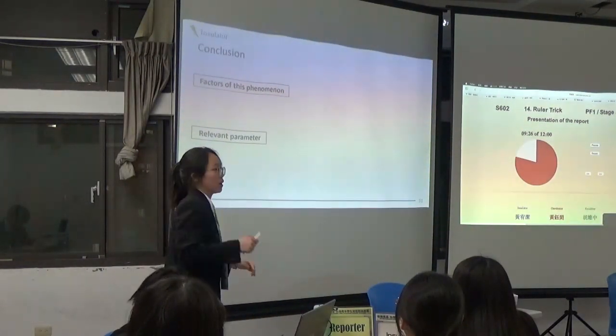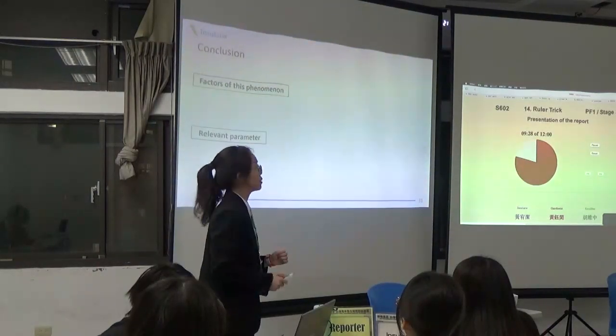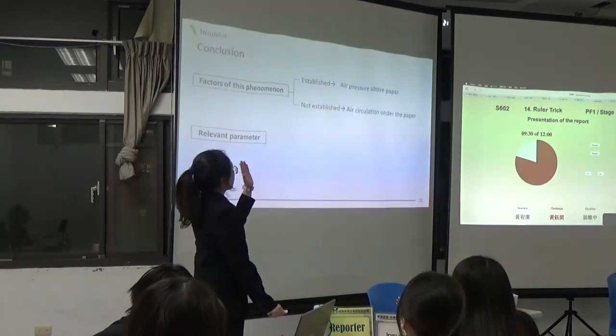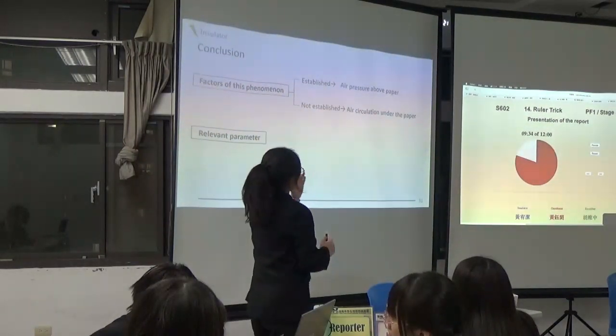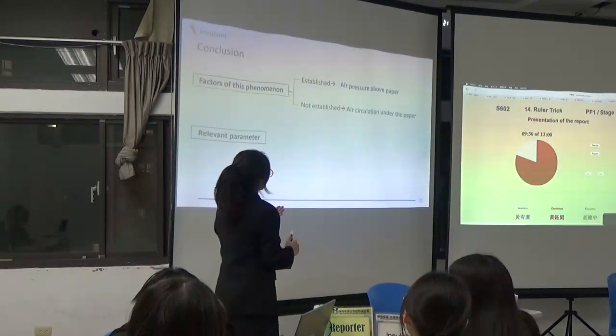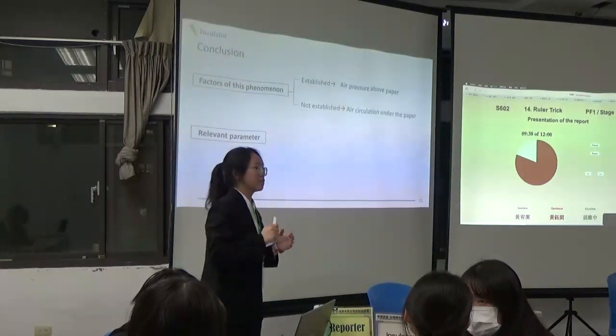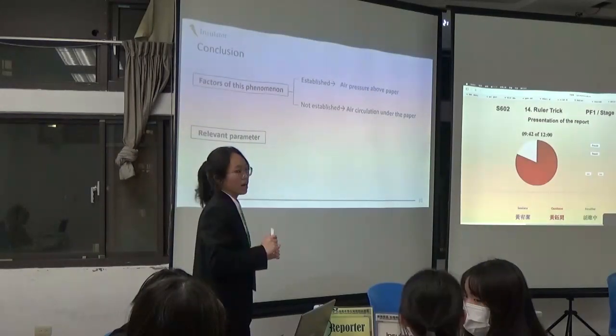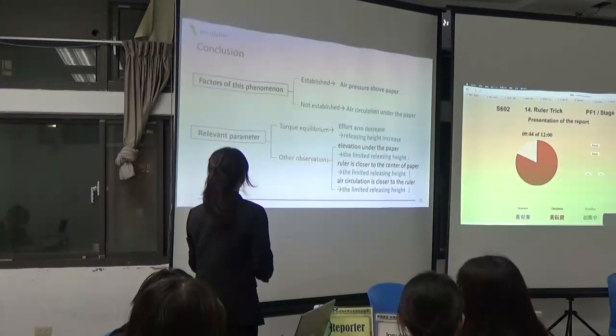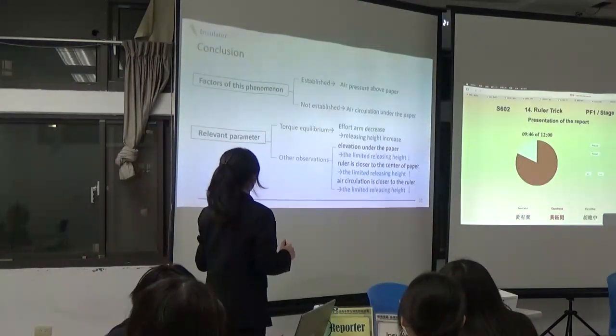Now I'm going to talk about the factors of the phenomenon. First, I'm going to tell you why this phenomenon can be established. It can be established because of the air pressure above the paper. And why it cannot be established, making the ruler fall, is because of the air circulation under the paper.